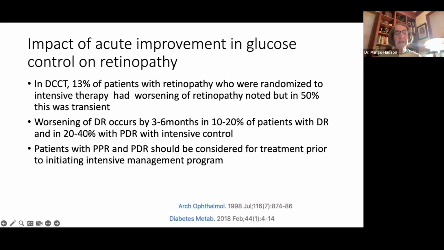So what we find is that you can get worsening of diabetic retinopathy around 3 to 6 months after initiation of intensive control in about 10 to 20% of patients with diabetic retinopathy. But for those with proliferative retinopathy, it's a much higher percentage, 20 to 40% with intensive control. So this is something to be aware of. Patients who have proliferative or pre-proliferative retinopathy should definitely be considered for treatment prior to initiating intensive management.